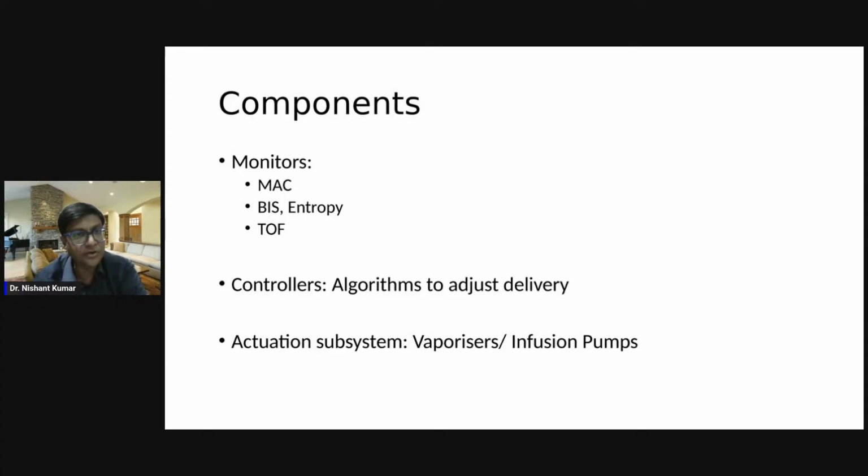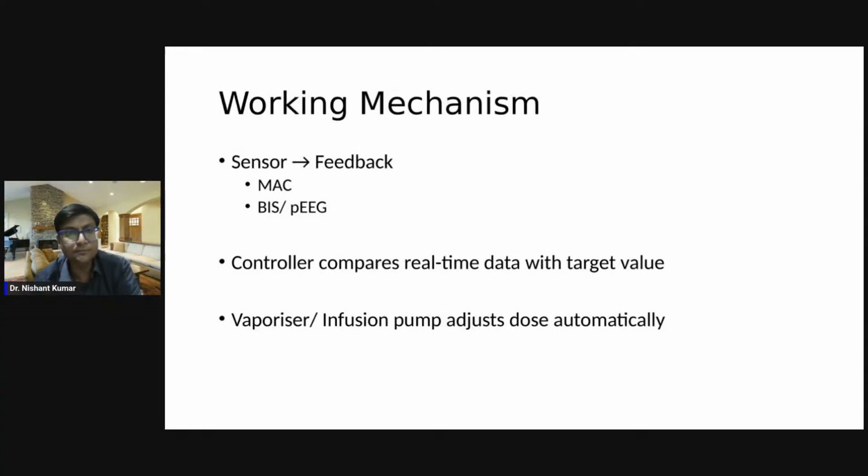Now, this information is fed to the controller, which has pre-fed algorithms on which the final output of the drug is based, which is carried out by actuation subsystem, which could be a vaporizer when inhalational anesthesia is used, or target control infusion pumps when TIVA TCI is used, right? So these are the three basic components. So how does it work?